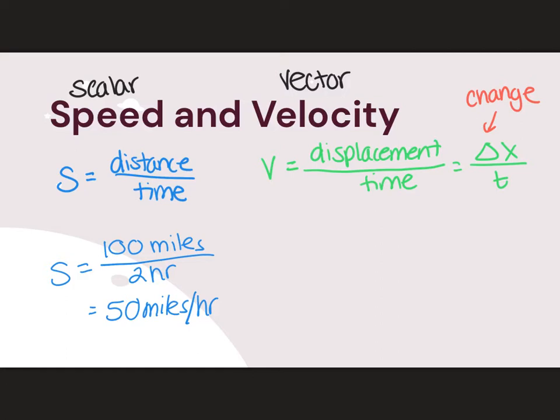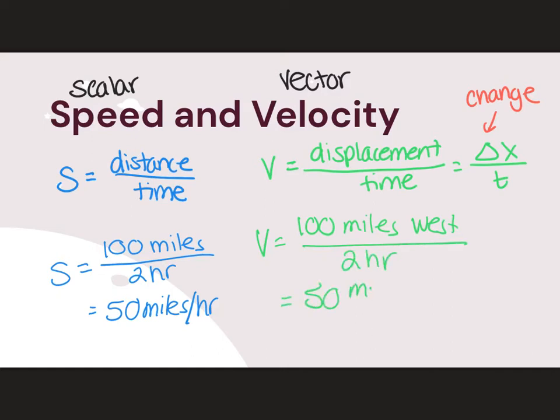Velocity, how would this look different? Well, in the same scenario, let's say that I went 100 miles, let's say west, still going over 2 hours. Now my answer is 50 miles per hour west.